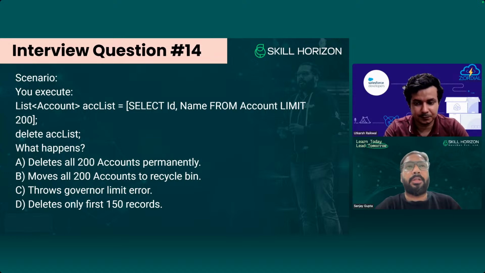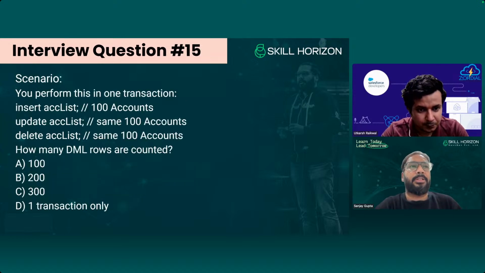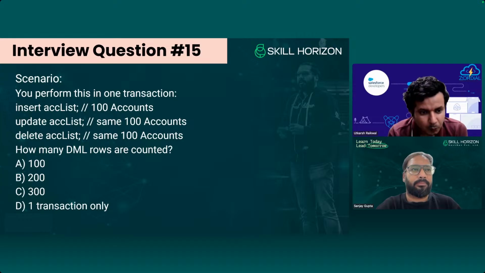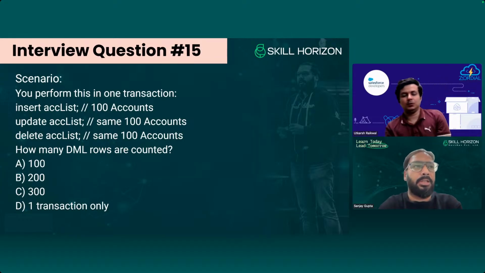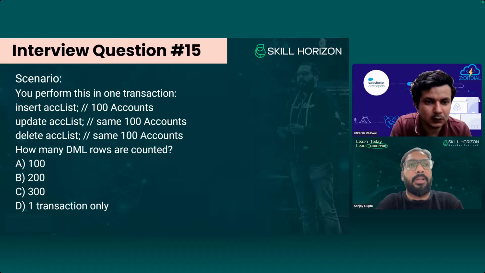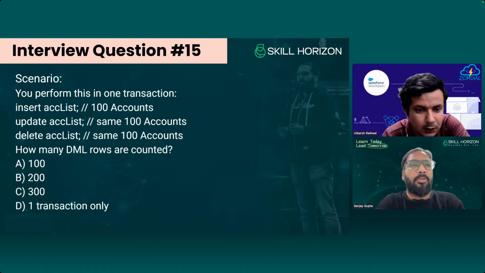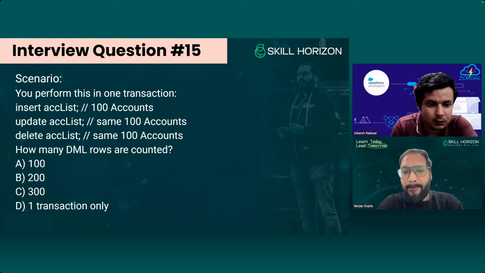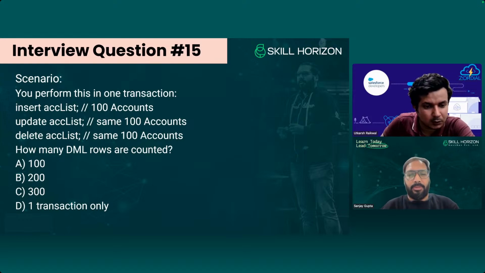So we can move on to the last question now. The scenario is you perform this in one transaction: insert accList, then update accList, the same 100 accounts, and delete. How many DML rows are counted? This is also a nice question. We have three different DMLs working on the same 100 records. So how many DMLs will there be? This is question number 15 that we are discussing.